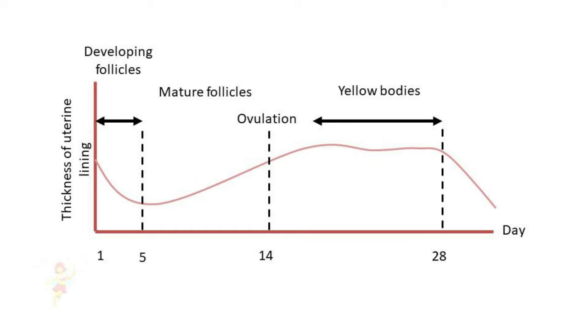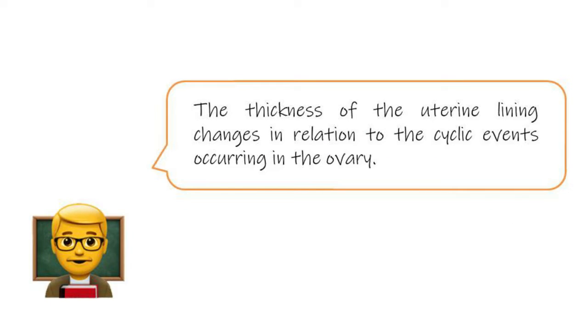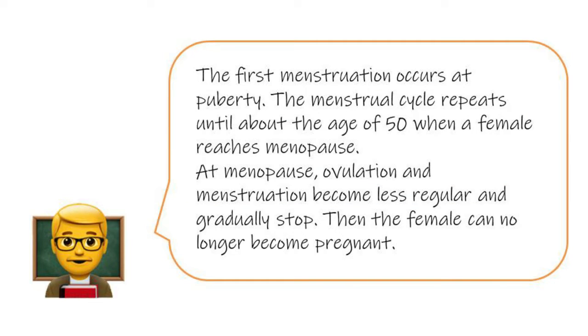If fertilization occurs and the female becomes pregnant, the degeneration of the yellow body is delayed. The uterine lining does not break down and its thickness increases further. Menstruation does not occur until after the baby is born. The thickness of the uterine lining changes in relation to the cyclic events occurring in the ovary. The first menstruation occurs at puberty.